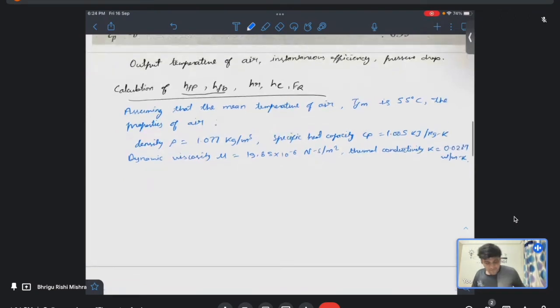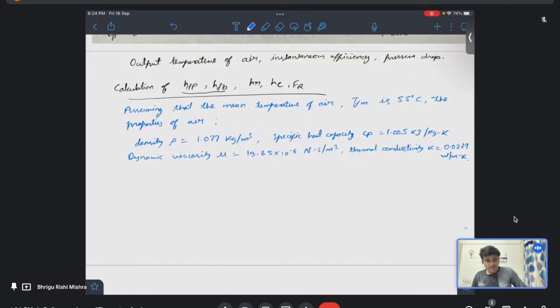We'll start with the calculation of HFP and HFB. First we need to calculate the Reynolds number. The Reynolds number Re is given as rho V dE by mu. We know rho and mu. We need to calculate V, which is the air velocity, and dE, the equivalent diameter of the duct.